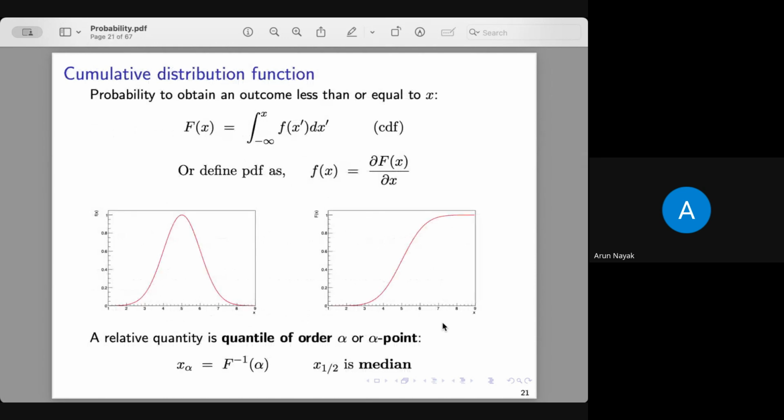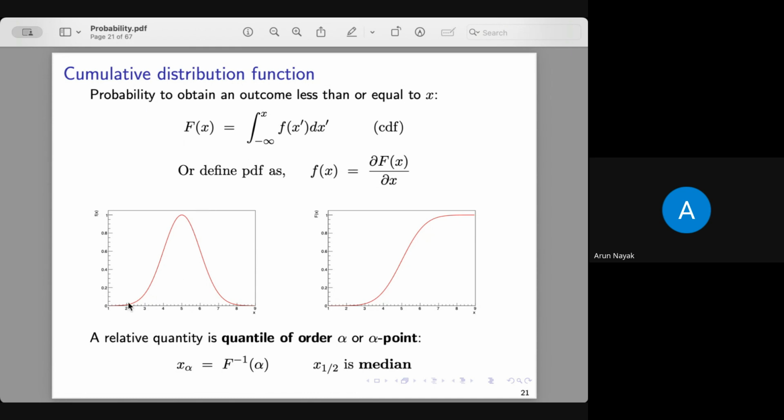Okay, and so if f of x is the PDF of a variable x, then you can also get its cumulative distribution. The cumulative distribution is defined as the integration from minus infinity up to x of f of x dx. That's called the CDF, or the PDF can be written as del F, the CDF, by del x.